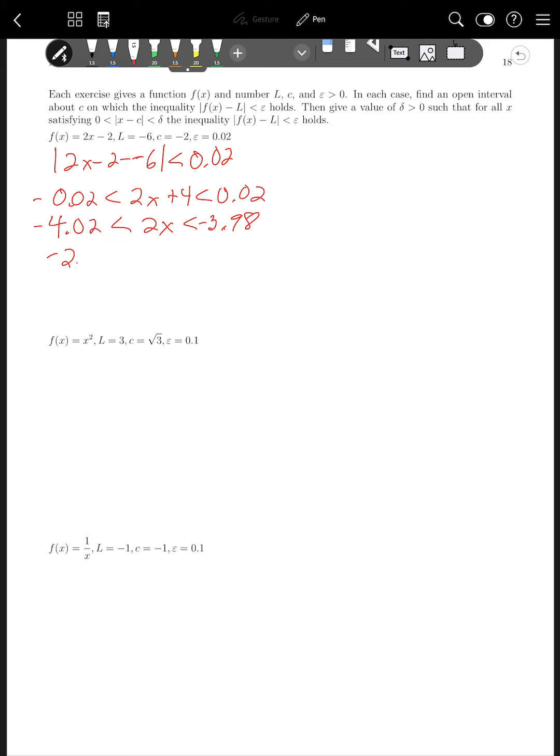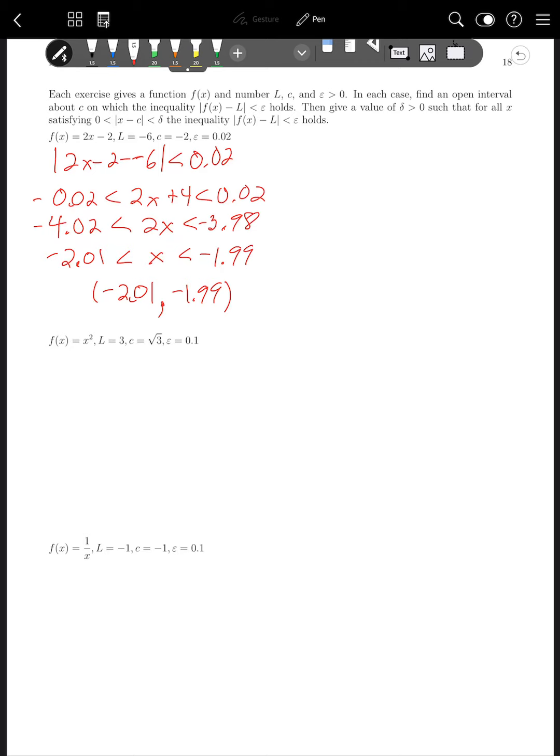Divide by 2 and you get negative 2.01 is less than x, which is less than negative 1.99. And now, just to go back for a second, I noticed that something had gone wrong because c wasn't in my interval before. But c is between these two numbers, so I'm okay now. So this would be negative 2.01, comma, negative 1.99.